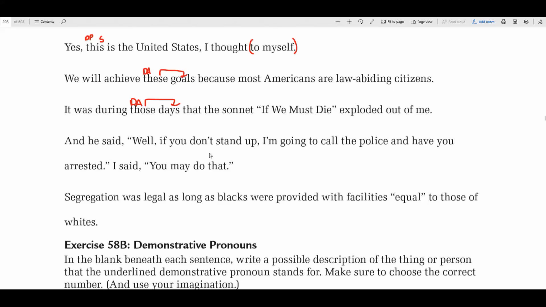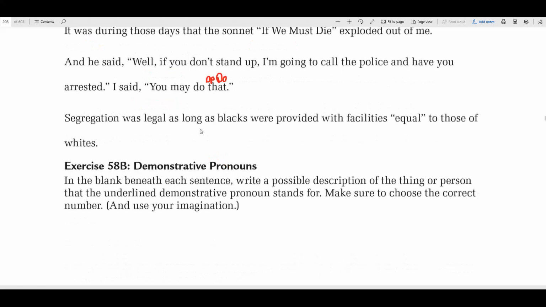"Segregation was legal as long as blacks were provided with facilities equal to those of whites." Okay, this, that, these, and those. Those. This is an OP because that's a prepositional phrase. So we automatically know that those would be a DP. The DP actually goes over those. Okay, that's kind of hard, but hey, we're working on it.